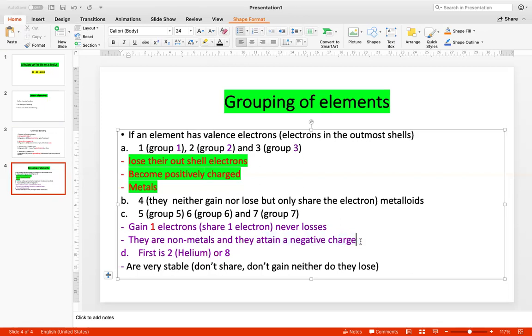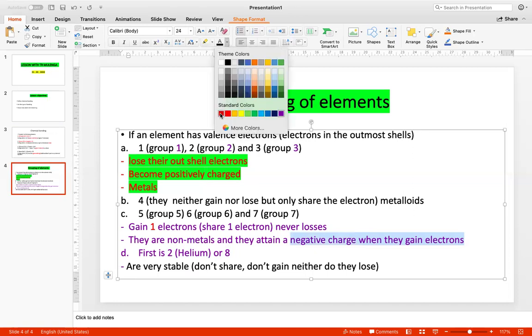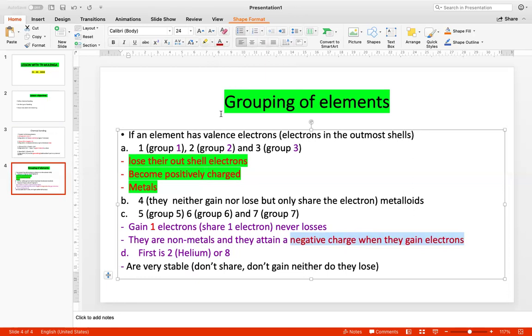What about when they share? When they share, there is no charge that is put on them. So they attain a negative charge when they gain electrons, not when they share. When electrons are shared, there is no charge, because those electrons do not belong to any of the elements present in the sharing, but they are for every element there. Therefore, there is no one who is honored in any way. Very, very important. These are prerequisite information for bonding.